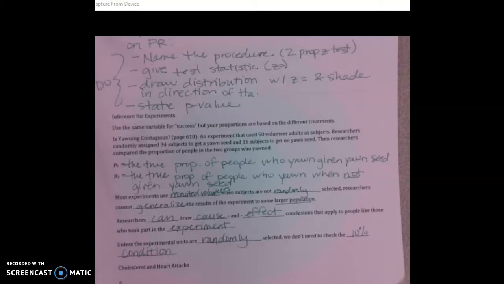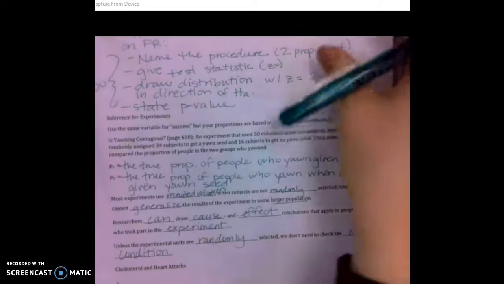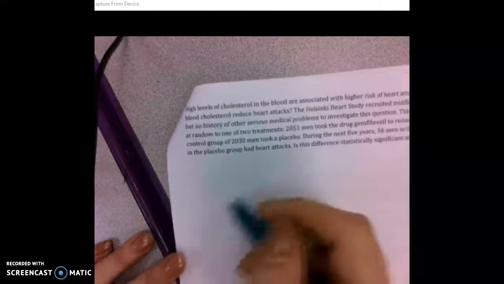All right, and so you would go ahead and try out the cholesterol and heart attacks problem. If you would like a little extra practice, there might be a little bonus if you try this and get this correct. So, good luck.